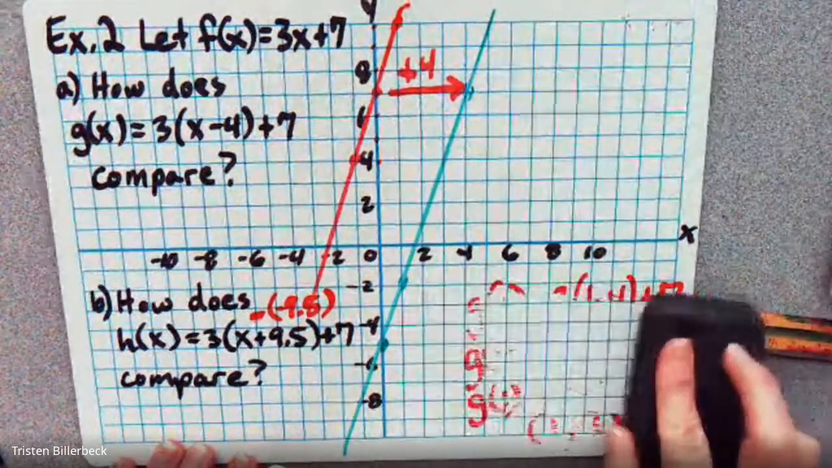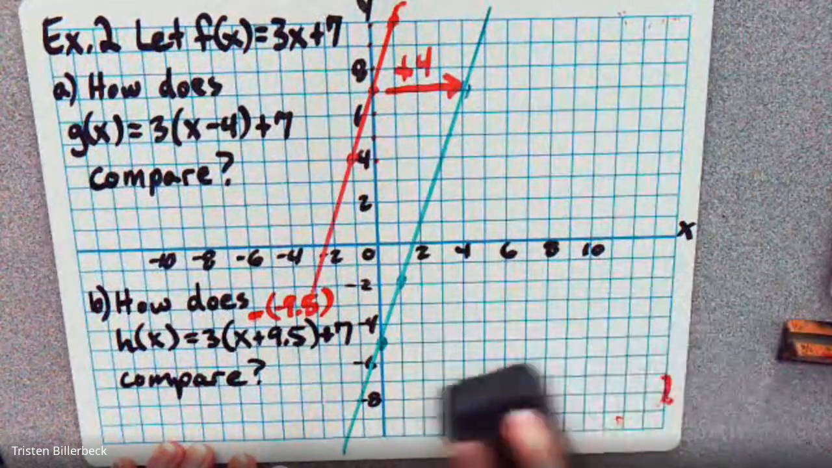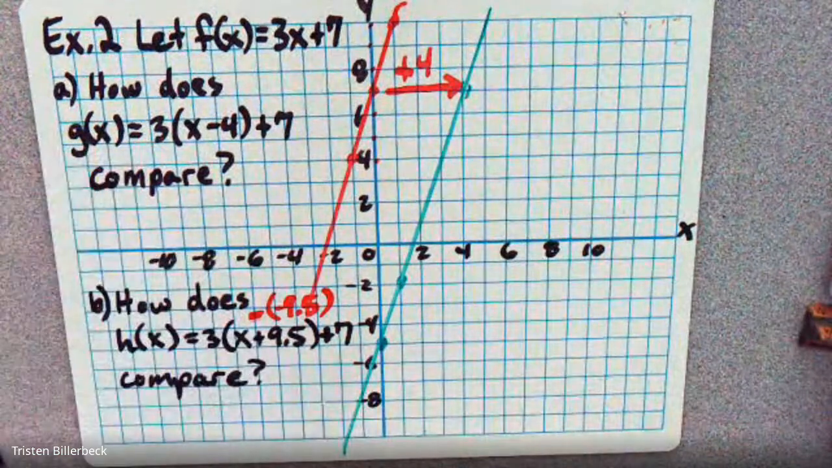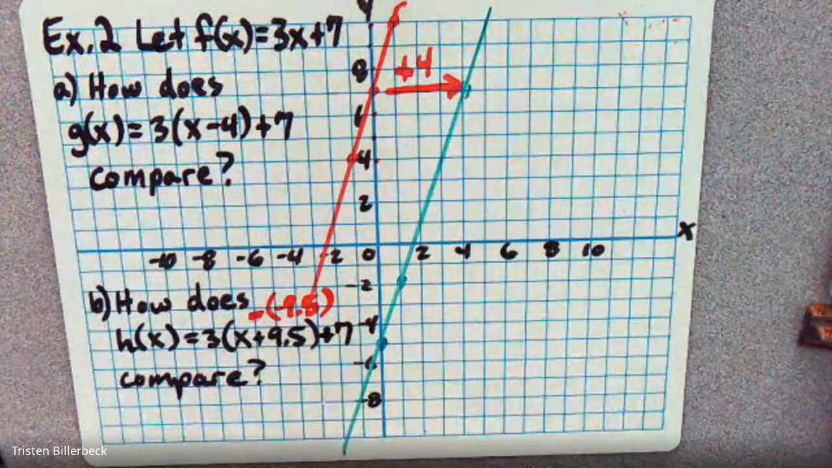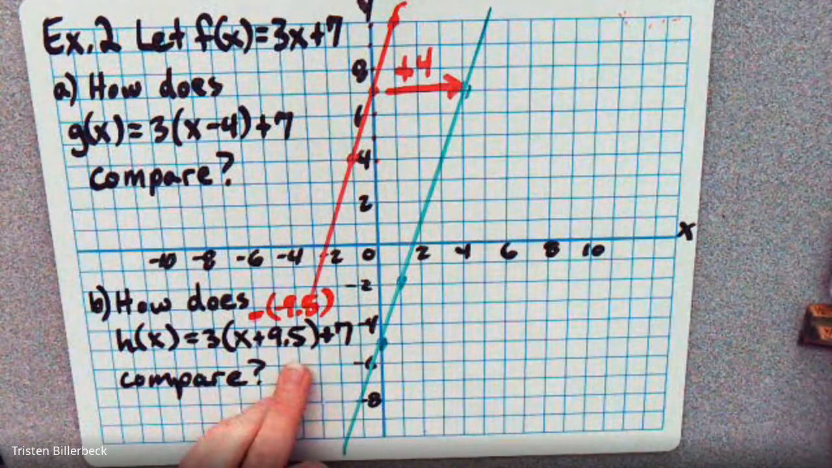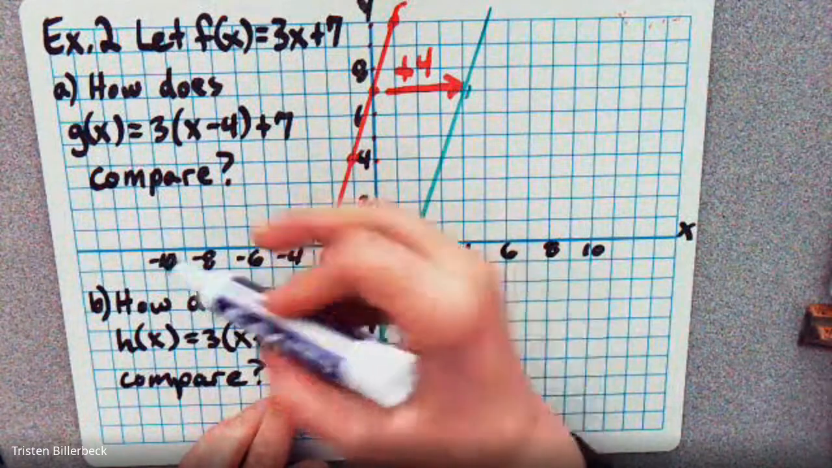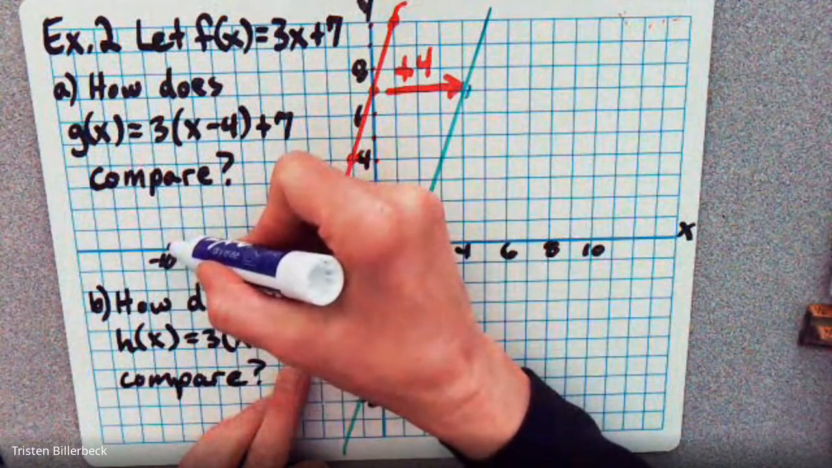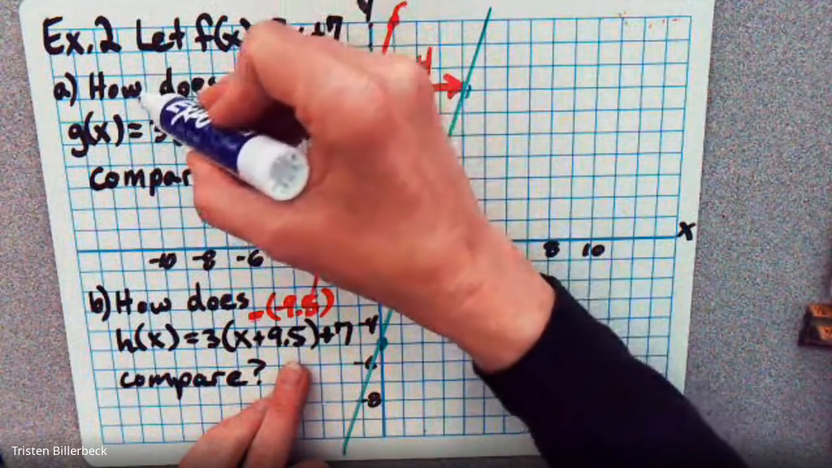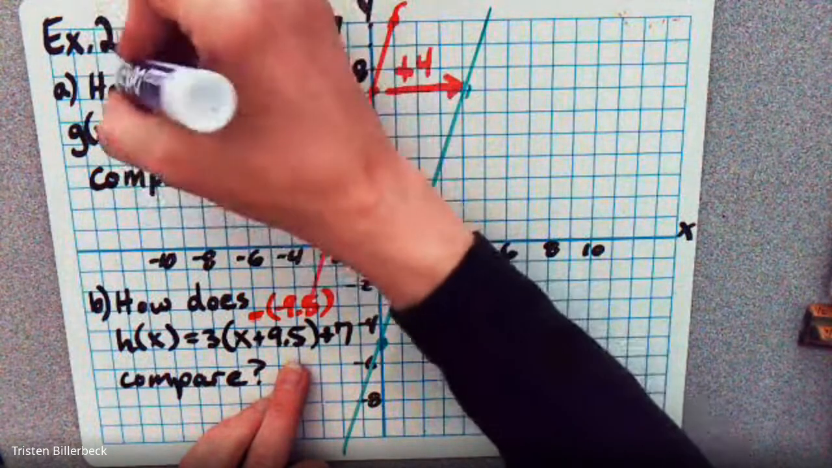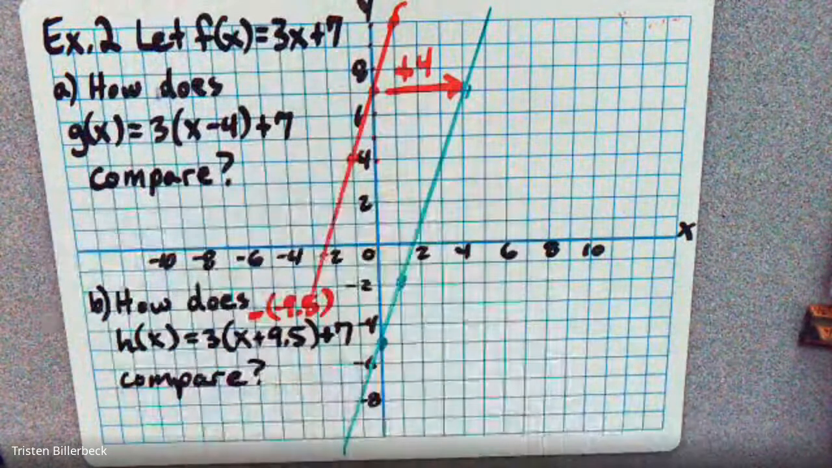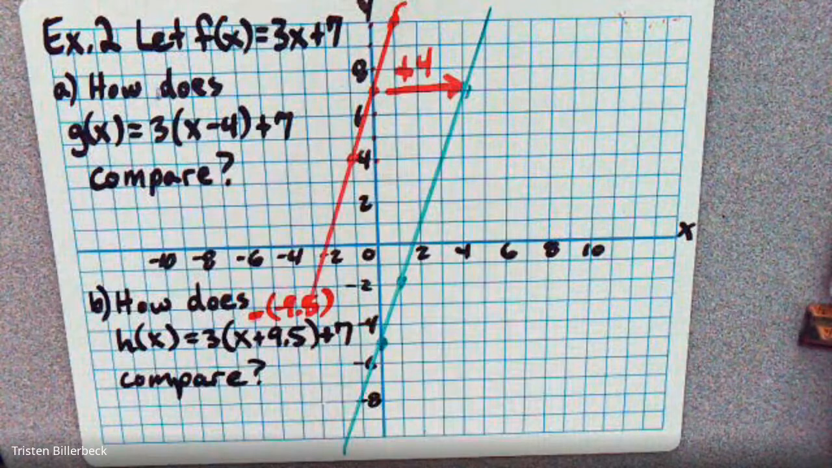All right, so let's look at h of x. So we're expecting it to shift way over here. Okay, if we look at the vertex, or the point here, like point slope, so this is a -9.5, which is right about here, and then at 7. So 7's right there. So we're going to expect this line to go through a point like right there.